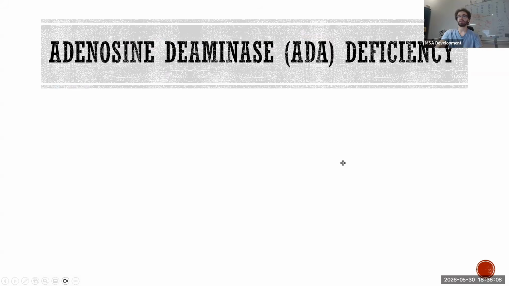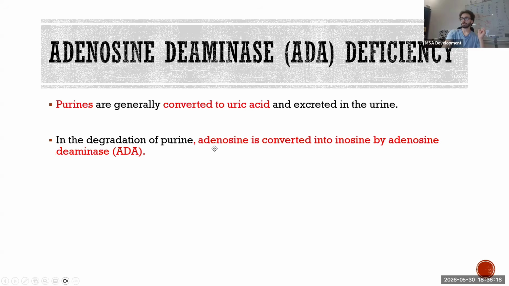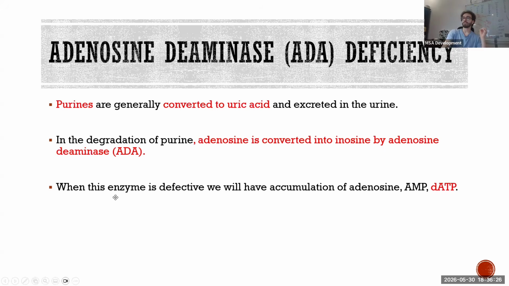Okay, adenosine deaminase deficiency. I'm going to first introduce what this enzyme is. Purines are generally converted to uric acid and excreted in urine. Who does this? Adenosine deaminase. Adenosine deaminase takes the purine, makes it uric acid, and goodbye. Okay, when this enzyme is defective, we will have accumulation of adenosine, and no one is breaking it down.